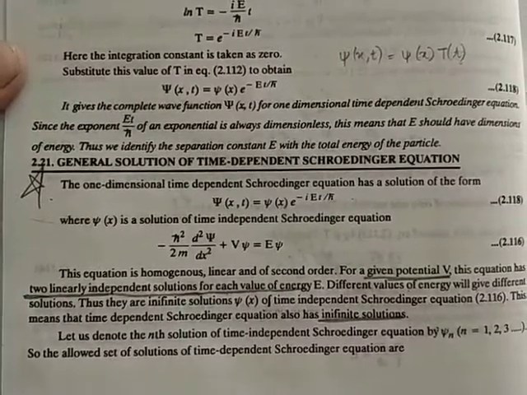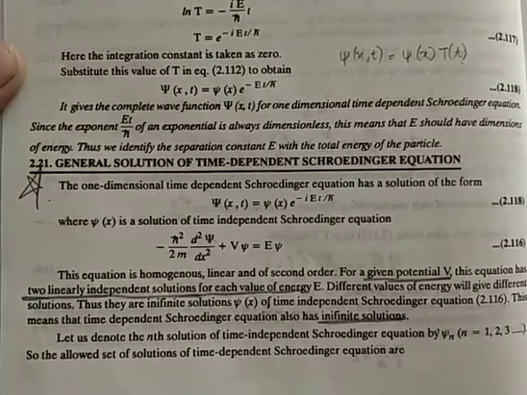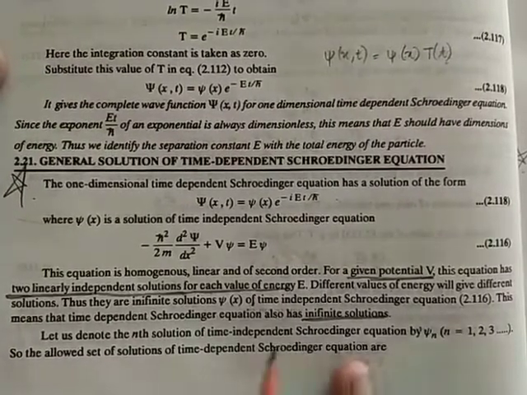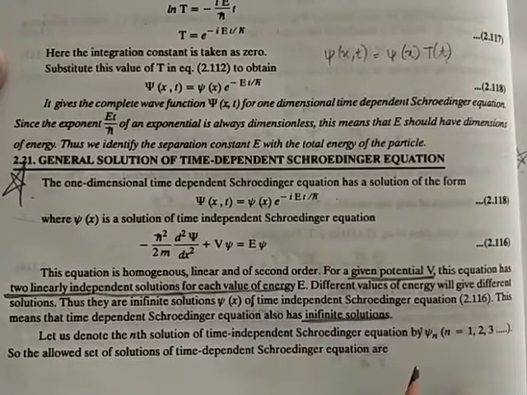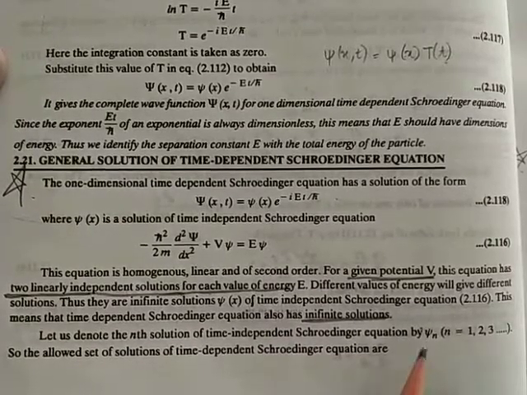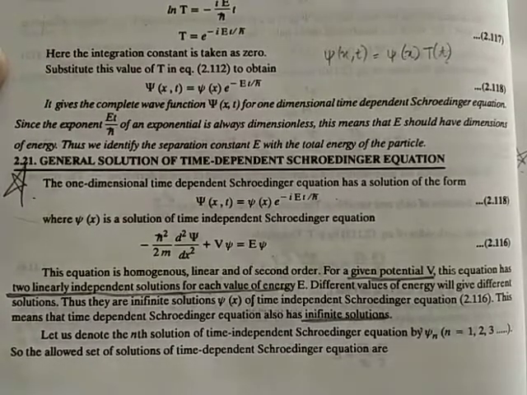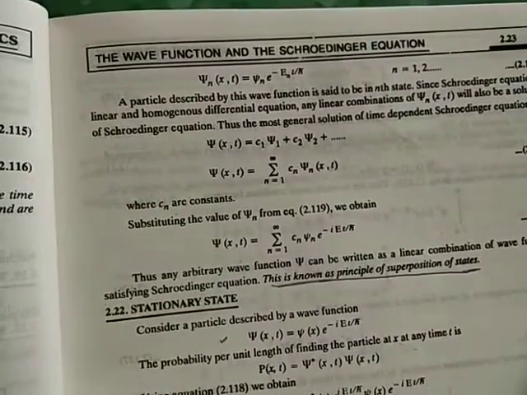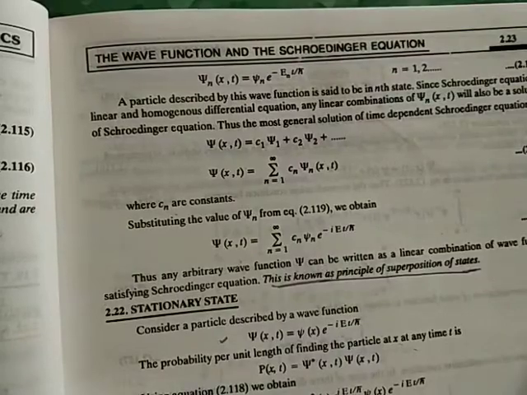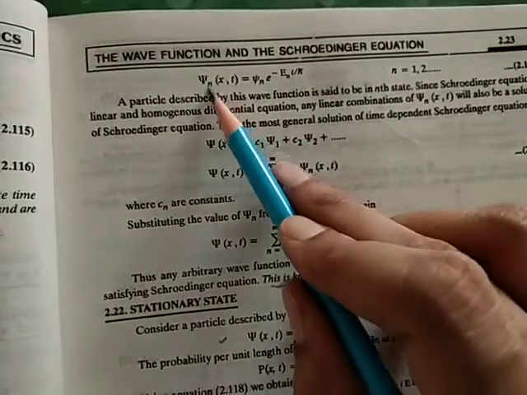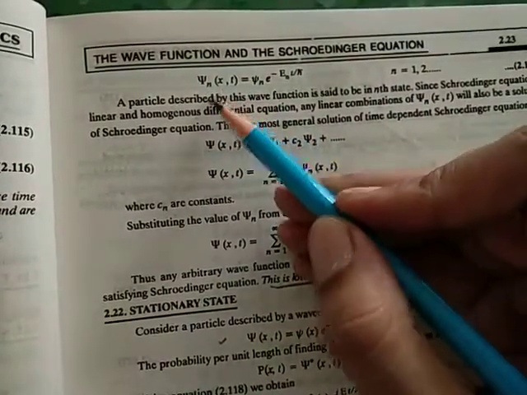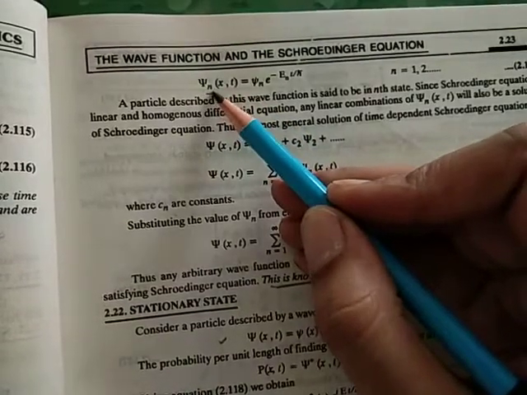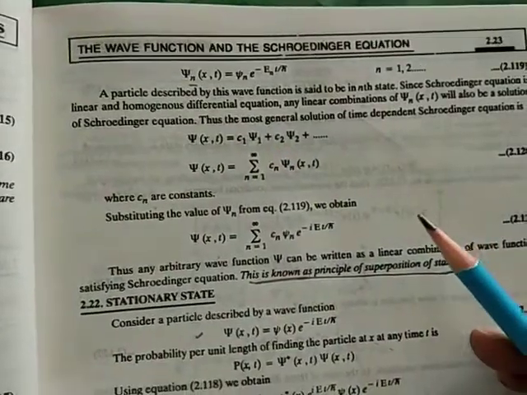So generally the solutions are denoted by states. Okay, so here we are denoting the nth solution by psi n, where n could be 1, 2, 3 up to n. So this is the allowed set of solutions of the time independent Schrodinger equation. So this is the allowed set where we have just replaced psi xt by psi n because it is representing the nth state.